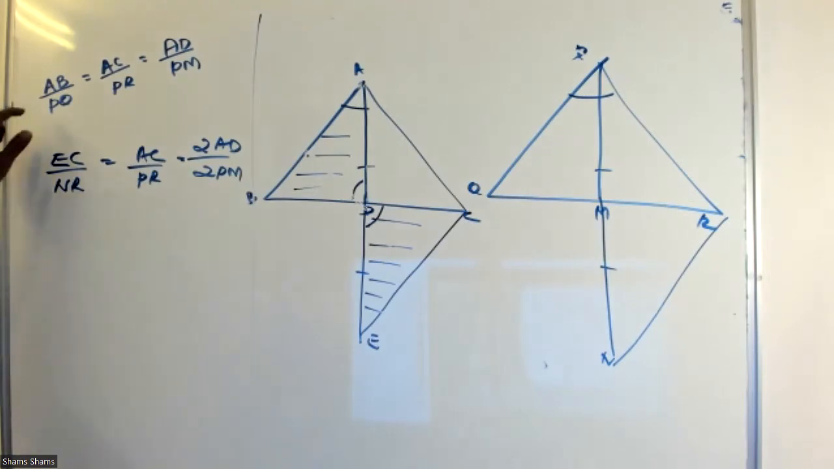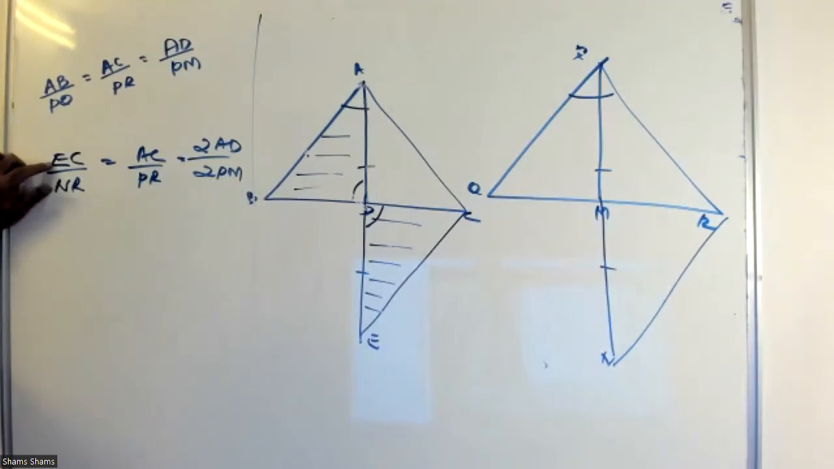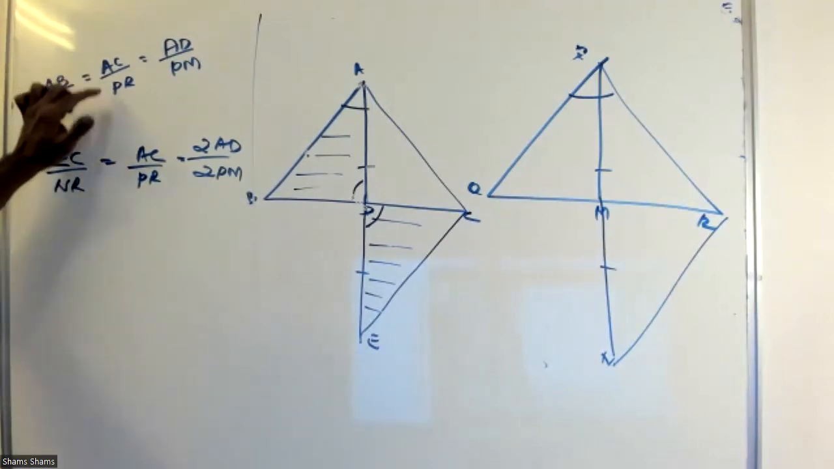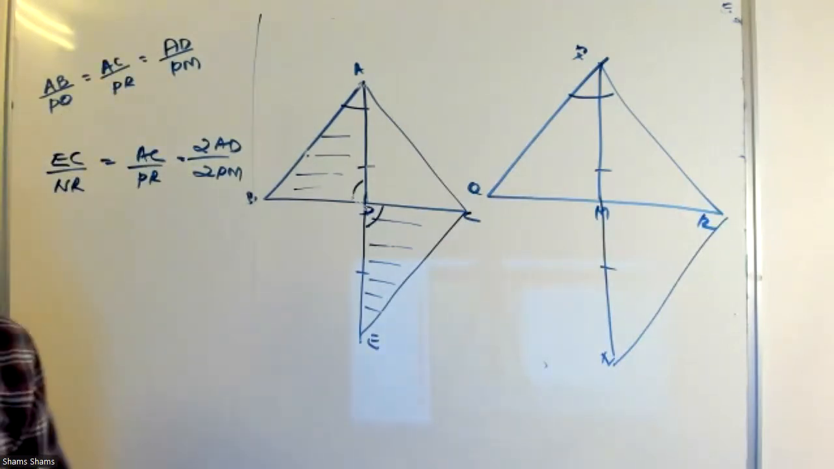Better write: AB by PQ equal to AC by PR equal to AD by PM, given. That changes now. Instead of AB, EC. PQ, NR. AC by PR, same. AD, I wrote 2AD, 2PM, because we just multiply by 2. Okay. Next line, you can understand that by writing.